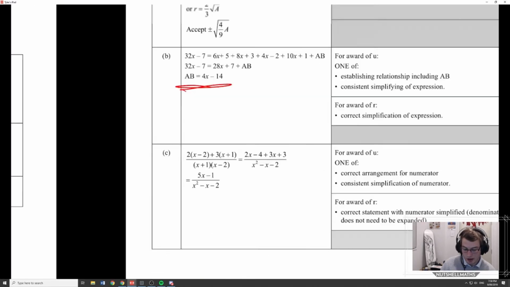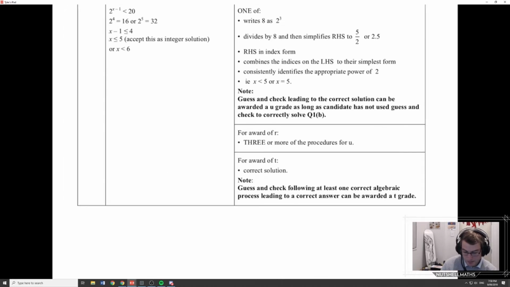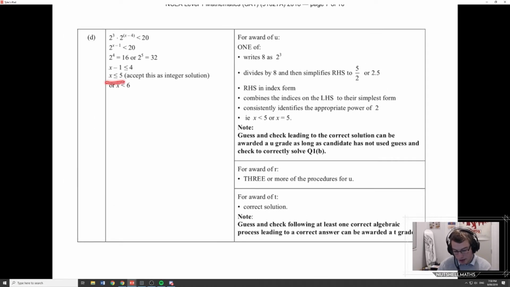So let's look at what they wanted to see. They don't mind how you really get it, right? So remember when we got to here? X is less than or equal to 5. So this is the answer they want, or this, or even this. This is everything. But there's lots of different ways you can do it. But what's more important is there's lots of different ways to get an achieve mark out of this.